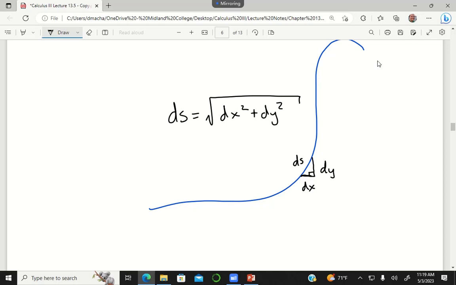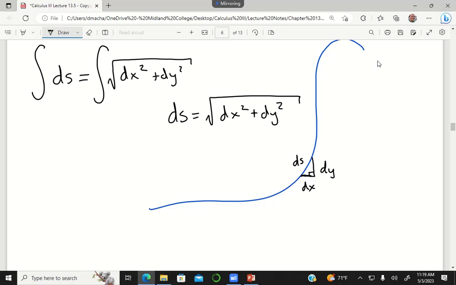And that doesn't tell us how to compute the length of the curve. I know for the length of the curve, I'm trying to add up all the little ds's, so this is the integral of ds. But that would just tell me that I take the integral of the square root of dx squared plus dy squared. And again, I don't really know how to calculate that.